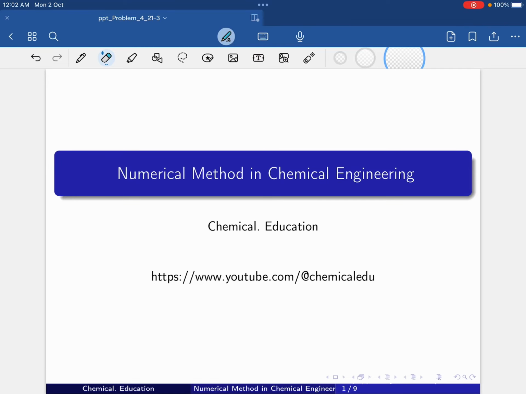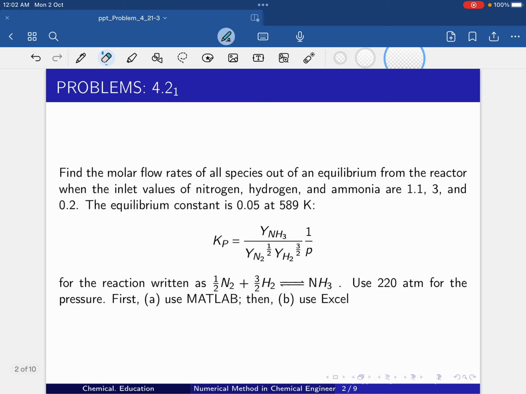Today I'm going to solve one numerical method in chemical engineering problem. So now here is the problem 4.21. Find the molar flow rates of all species out of an equilibrium reactor when the inlet values of nitrogen, hydrogen, and ammonia are given. So that is 1.1, 3, and 0.2.